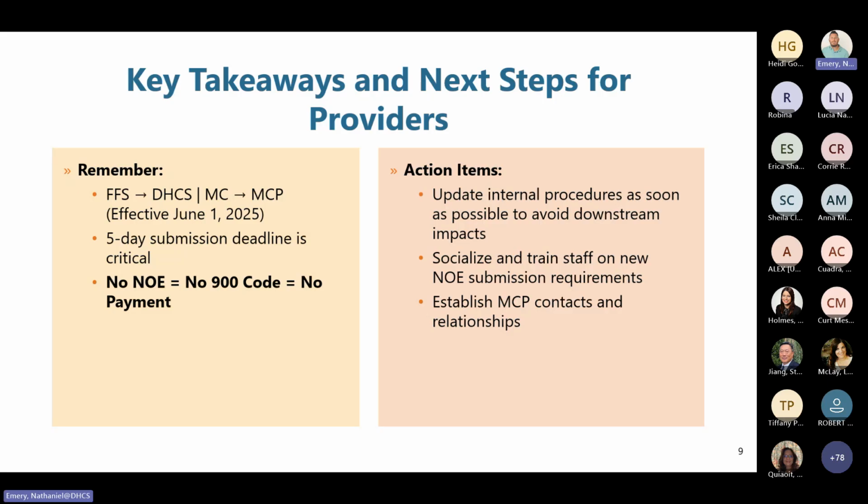So here's what we want you to walk away with today. Know where to send the NOE: submit to DHCS for fee-for-service members only, and to the managed care plan for managed care members. Submit within 5 calendar days of the hospice election date. This is a firm requirement. No notice of election means no 900 code. And without the 900 code in MEDS, hospice providers cannot bill for services, which means no payment.